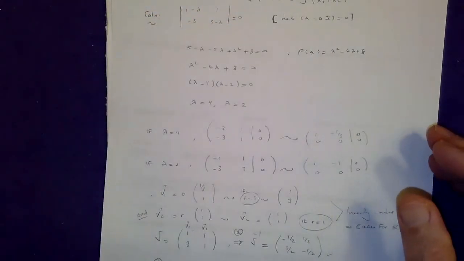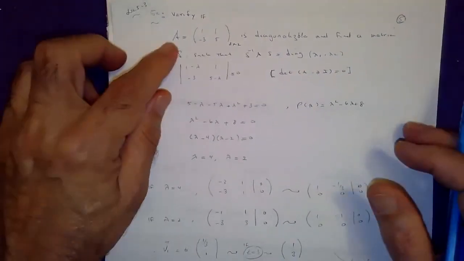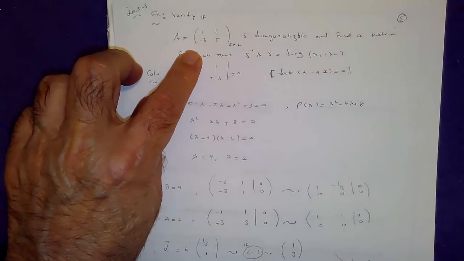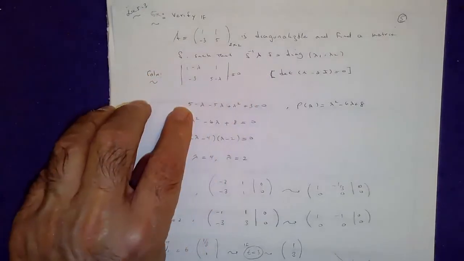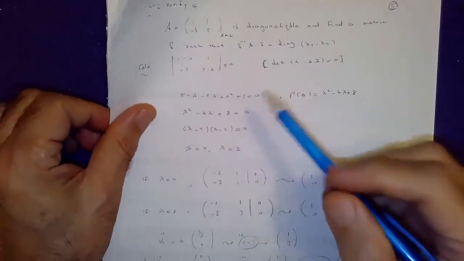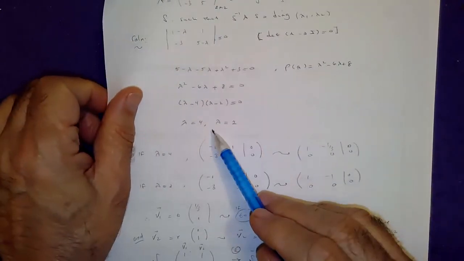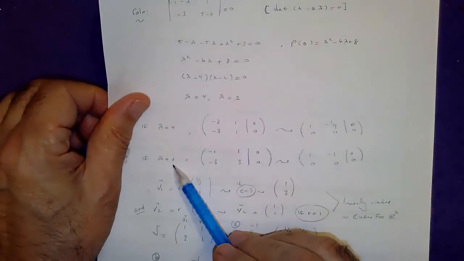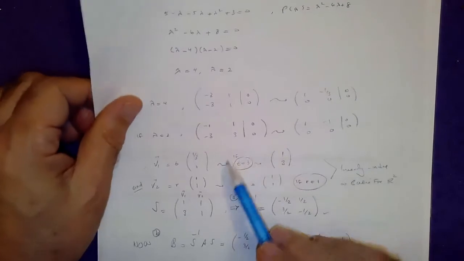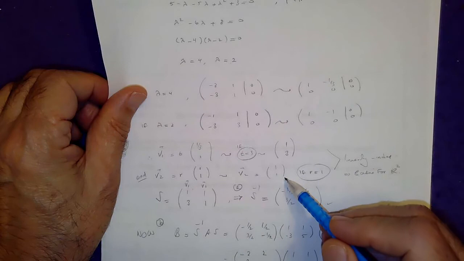Okay, so here is an example. The question is, verify this matrix is diagonalizable and find the matrix S such that this is true. So you do the usual steps to find the characteristic polynomial. You set it equal to 0 to find the eigenvalues for matrix A. For each eigenvalue, you find the corresponding eigenvector. In this case, I came up with (1, 3) and (1, 1).